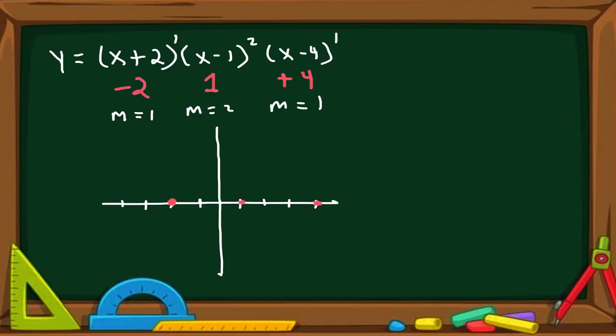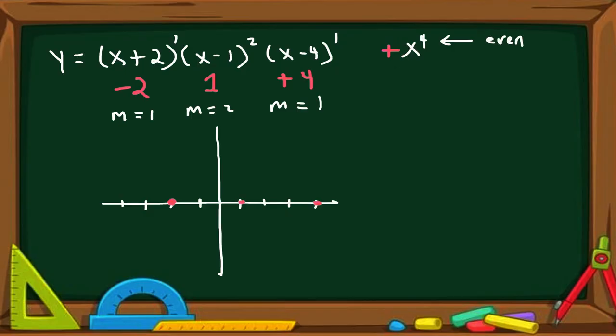We need to determine the overall degree of the polynomial. To find the overall degree, simply add the exponents. 1 plus 2 plus 1 is 4, so we have a degree 4 polynomial. If you were to FOIL this entire expression, the first term will be x to the 4th, and it's positive. All of the signs here in front of x are positive, so we have a polynomial with an even degree and a positive leading coefficient.